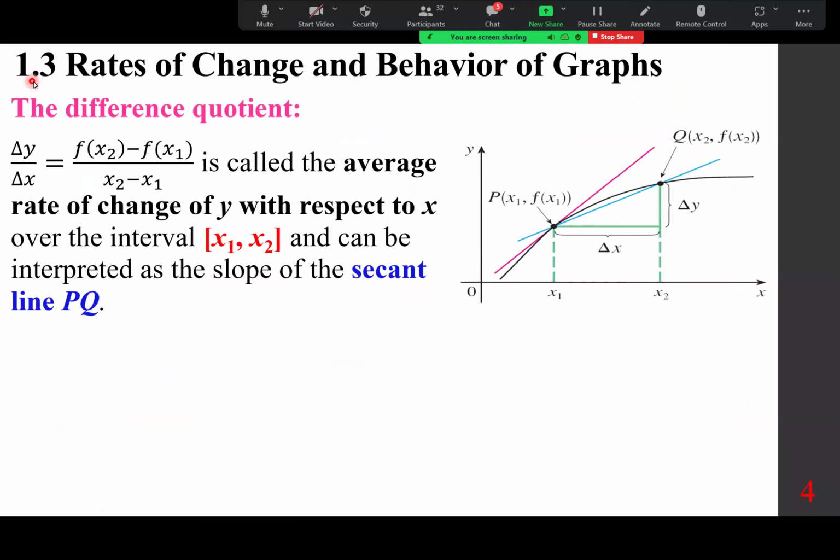Go ahead, somebody. Seth, could you read this, please? Difference quotient, delta y over delta x is equal to f of x sub 2 minus f of x sub 1 over x2 minus x1, is called the average rate of change of y with respect to x over the interval x1, x2, and can be interpreted as the slope of the secant line PQ. Perfect. So the bottom line is, this is the slope of a line.